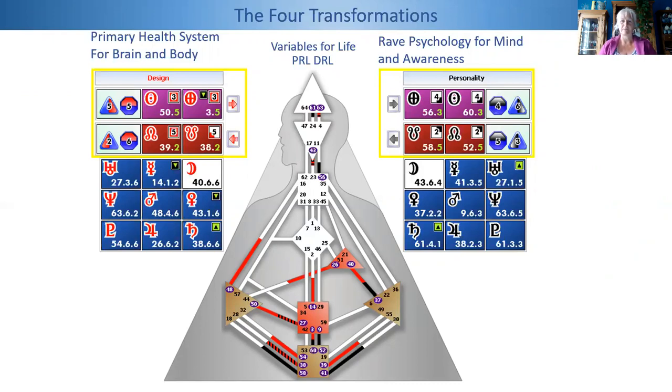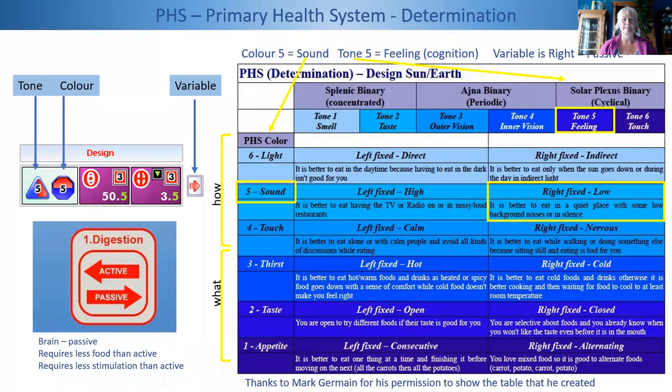And then we've got the variables for life given. Often you'll see these little cryptic things people will post, things like PRL, DRL, or PLL, DLL, or whatever it is, or people will say, oh, you're quad right. And these refer to these 4 arrows given here in the middle. And again, these come from the colour and the tone, which I'll go into step by step as we go through now. So the first of the transformations is the determination.